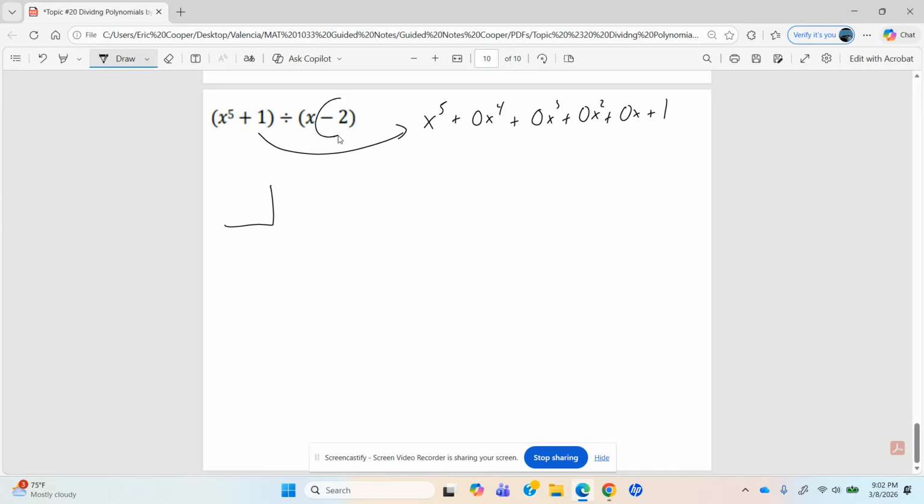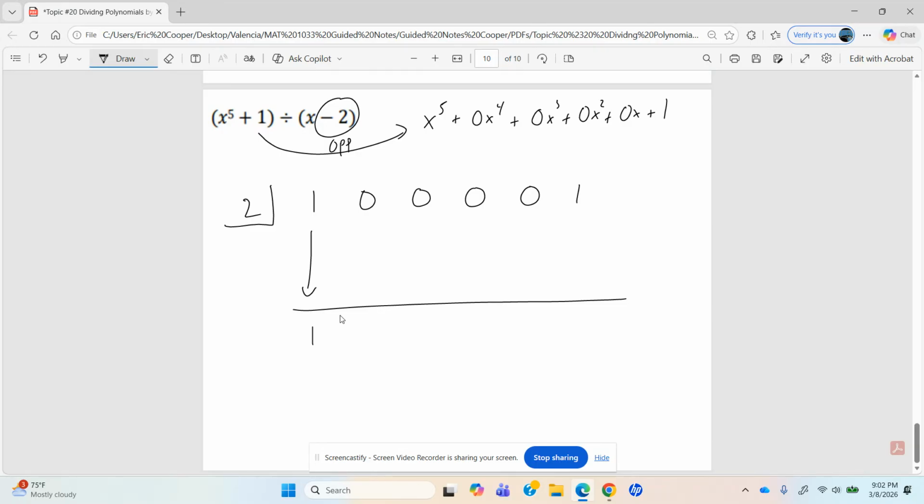Inside the box goes the opposite of this one. So inside the box goes a 2. We'll start with the x to the 5th. I have a 1, I have a 0, I have 1, 2, 3, 4 zeros, put 4 zeros here, and then our constant is a 1.